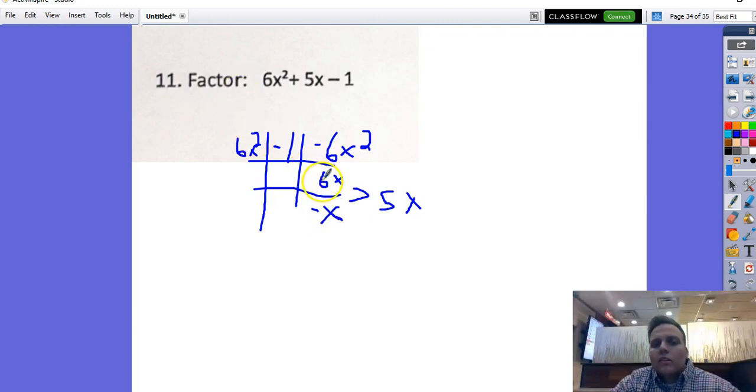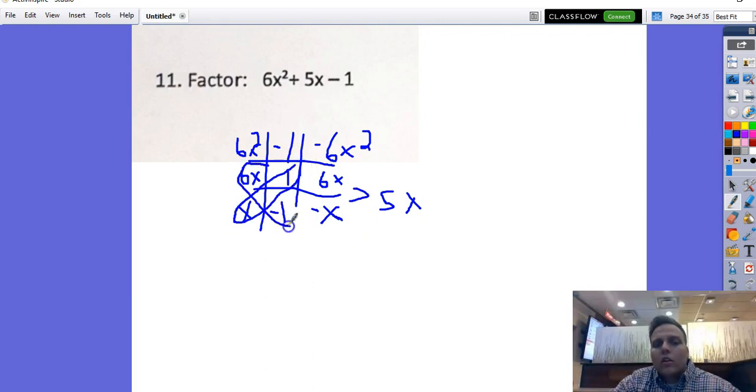Now, 6x squared and 6x, what do they have in common? That's what I put right there. They have a 6x. 6x times what is 6x? 1. 6x squared and negative x, what do they have in common? x. x times what is negative x? Negative 1.